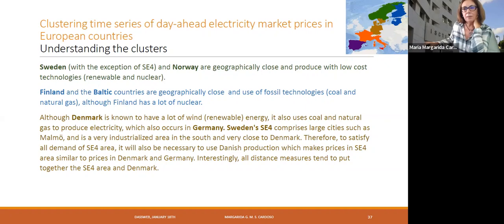So that's why they are together. Finland and the Baltic countries are geographically close. They use fossil energy, although Finland has a lot of nuclear also. And Denmark, Germany, and also Sweden, this region in the south, they are together. So this difference from this region from the other ones in Sweden, it is because Malmö is a very industrialized area in the south and very close to Denmark. So in order to satisfy all the demand in this area, they use the Danish production, the energy produced in Denmark.